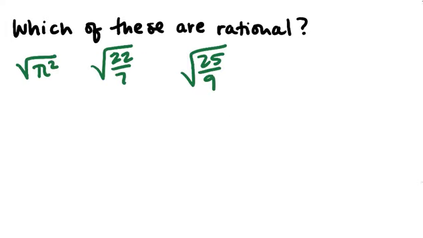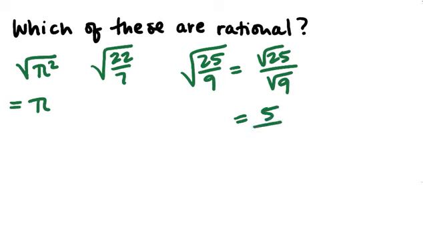All right, so if I were to ask you which of these are rational, well, the square root of pi squared is equal to just pi, and we said earlier that pi is irrational, so that's not one. 22 over 7, not a perfect square, that's not going to be a rational number. 25 over 9, though, these are each perfect squares, so maybe I could use one of the square root properties we looked at earlier in the year and say that this is 5 divided by 3.